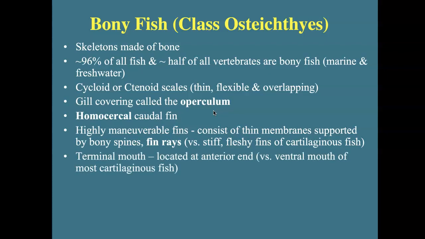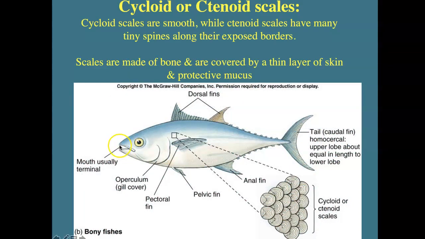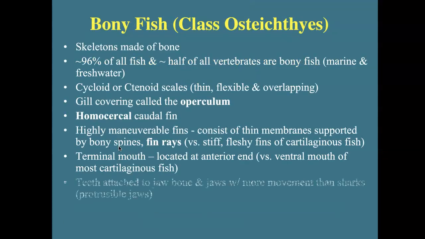So then we also are going to see in the bony fish a terminal mouth, which means that it's just located at the very anterior end of the fish. Remember that in your cartilaginous fish, they had this very ventral mouth. So again, I'm just going back and forth here. So here's that very terminal mouth. We call that terminal because it's at the very end of the anterior end of the fish. It's not dorsal and it's not ventral. It's just at the very tip, the terminal mouth. And again, that is different from your cartilaginous fish, which have a ventral mouth.